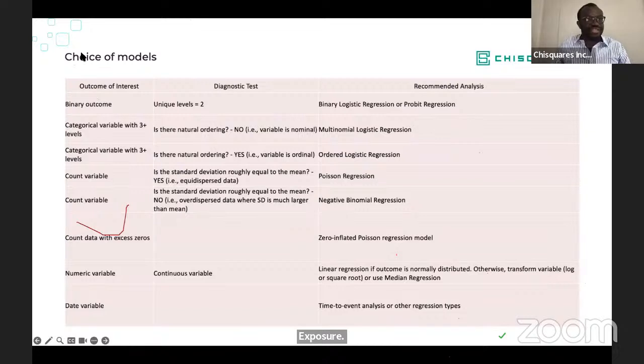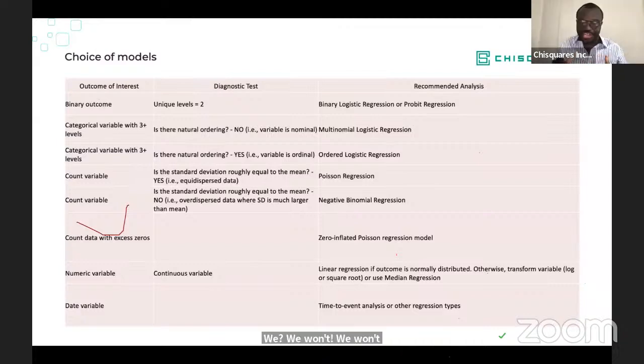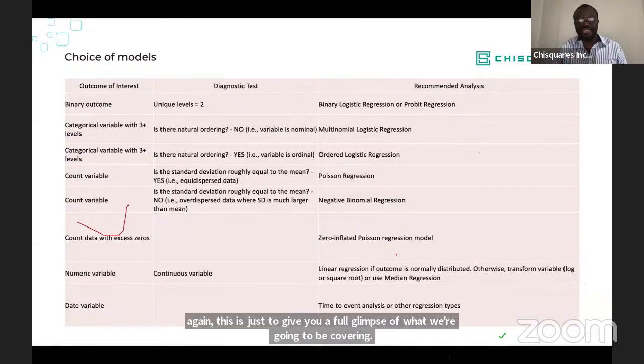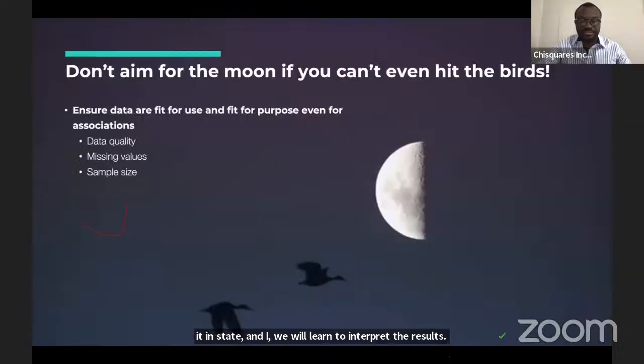Now, the next 4 weeks, we're going to talk a lot about the different types of regression analysis, binary logistics. But again, this is just to give you a full glimpse of what we're going to be covering over the next few weeks. We'll go over each type of regression in detail. We will fit it in Stata and R. We will learn how to interpret the results and how to do possible sensitivity analysis as well.